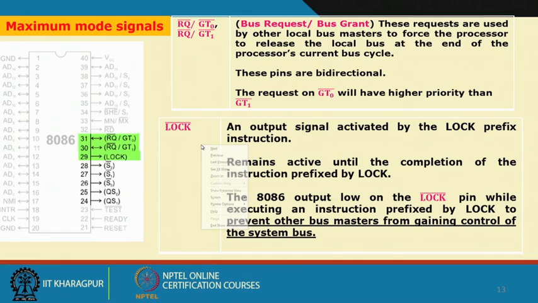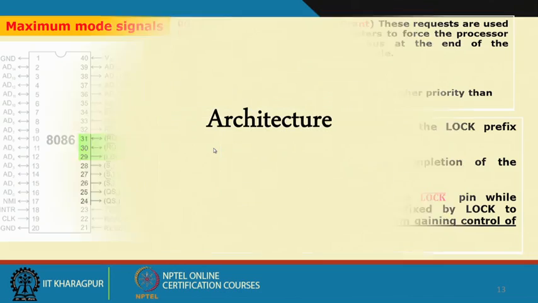Now for some instructions, it is not possible to release the bus. While executing, those instructions have a lock prefix, so that this lock signal is activated, and then other processors know that this particular processor is in lock mode and will not release the bus. Even if I send a request on the RQ0/GT0 line to release the bus at the end of the current instruction, that will not happen. That way this lock facility has been provided for locking the buses for the processor.